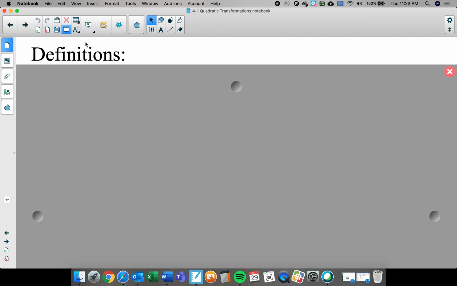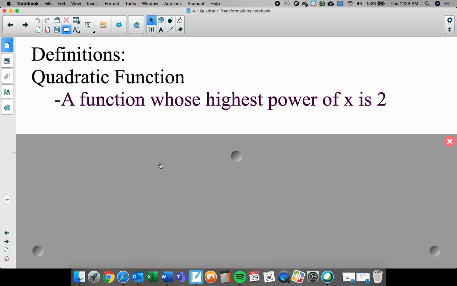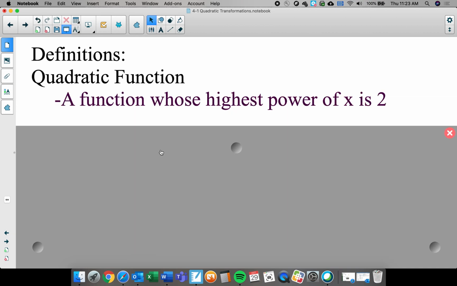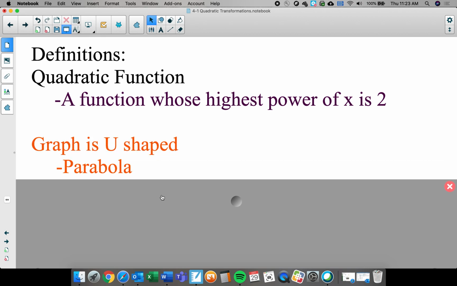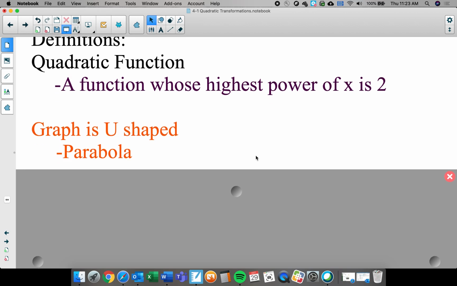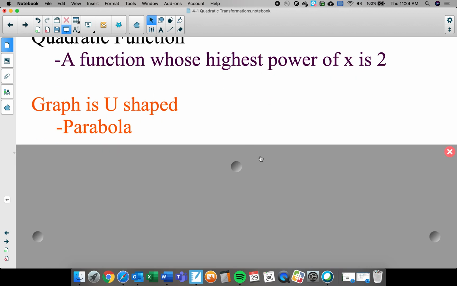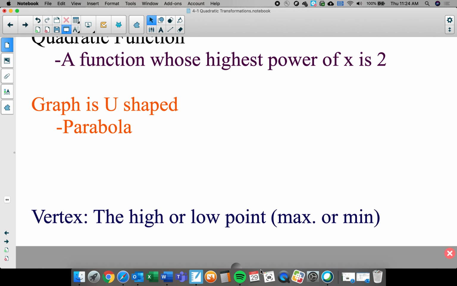Okay? So if you take a look, first off, just starting a little bit with some definitions. What is a quadratic function? It's any function whose highest power of x is 2. So whenever you've got x squared as your highest degree, those are considered quadratic functions. The graph is U-shaped. It's called a parabola, as you've learned back in Algebra 1. So that hopefully isn't that big of a surprise.